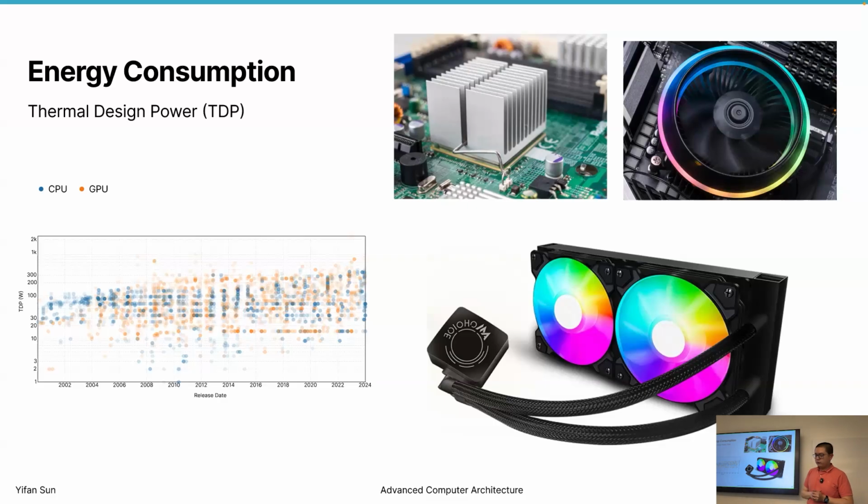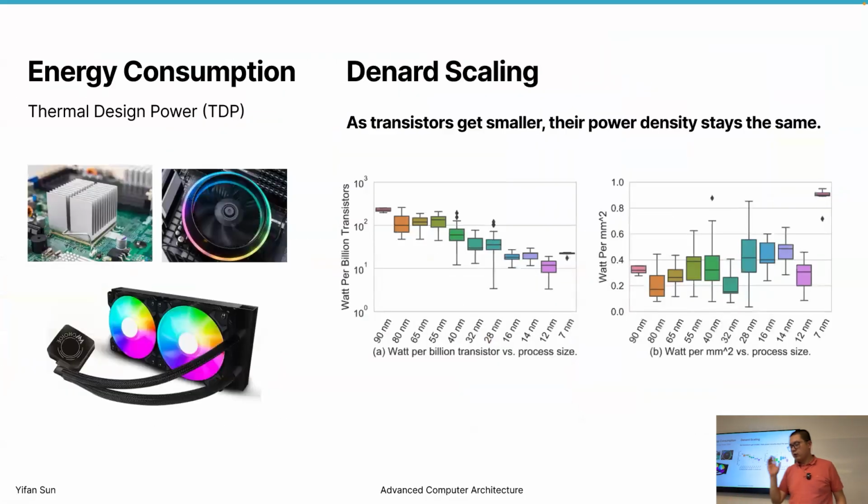So remember when we talked about Moore's law, the last part is actually describing this thing called Dennard scaling. What Dennard scaling says is, as transistors get smaller, their power density stays the same. In other words, if I have an 80 millimeter square chip, no matter if I use 3 nanometer technology, 7 nanometer technology, or 20 nanometer technology, they should spend the same amount of energy.